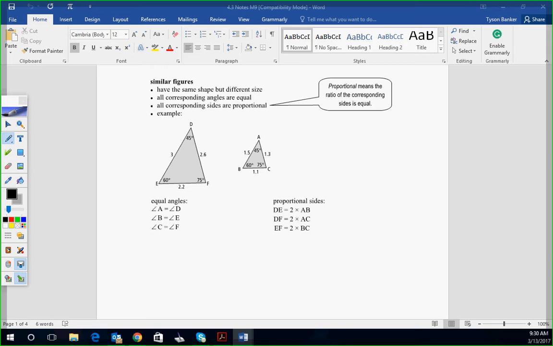If this right here is 1.4, it's over. It's not similar anymore. Can't do it. All sides have to be proportional. So when you're doing this, you can't just test one and say, oh yeah, it's similar. It has to be all sides. Any questions on the definition of similar? Good? So then equal angles, A and D, B and E, C and F. Proportionals, they're all 2 to 1: 2 times AB, 2 times AC, 2 times BC. Okay, perfect.